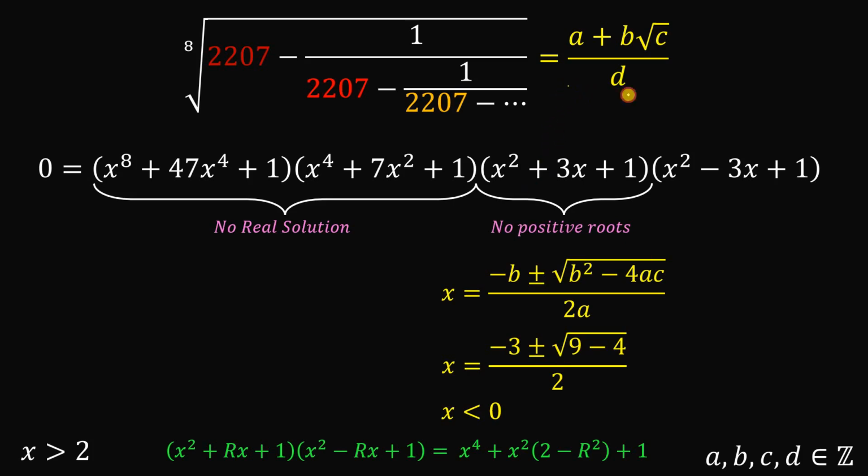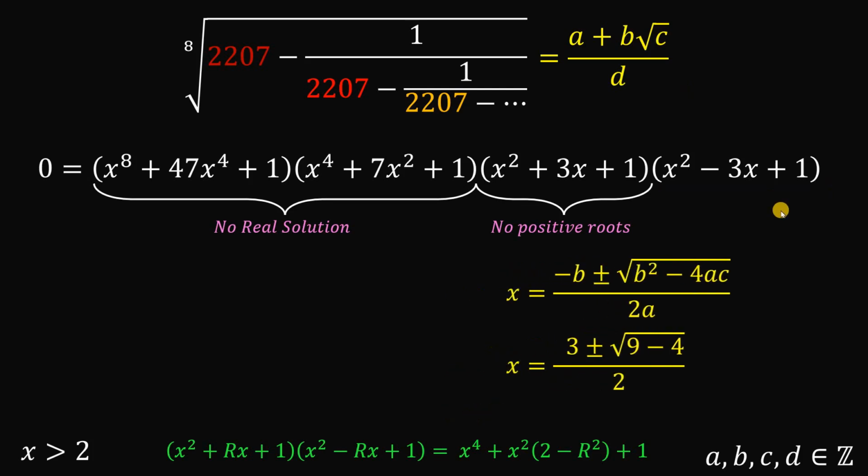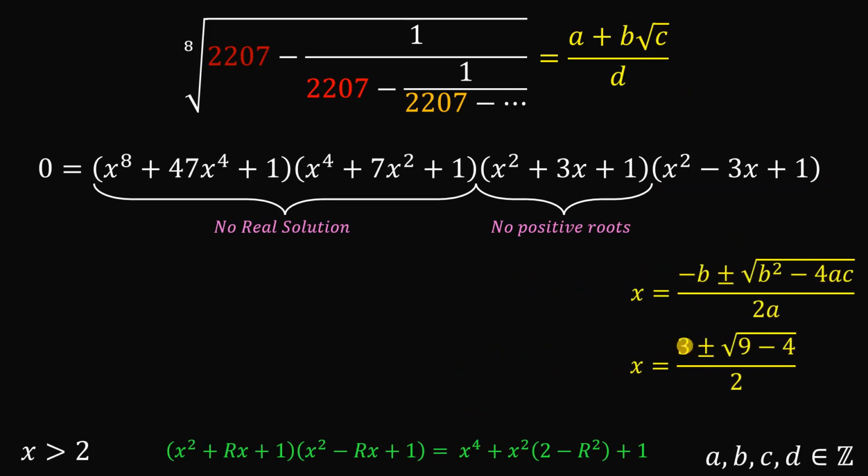Take note, we have here a number that is greater than 2. So we don't want a negative number. Therefore, the only last factor that is left is x squared minus 3x plus 1. So let's check these roots using the quadratic formula. We have 3 plus or minus square root of 9 minus 4 all over 2, which, when we simplify this, 9 minus 4 is 5. Now this number is greater than 0, or a positive number.